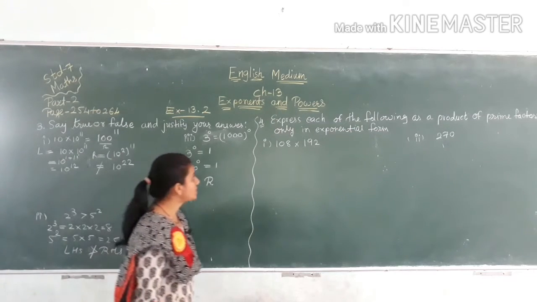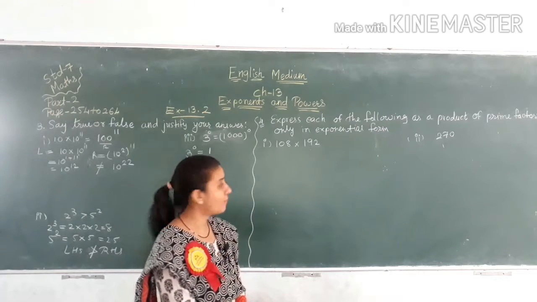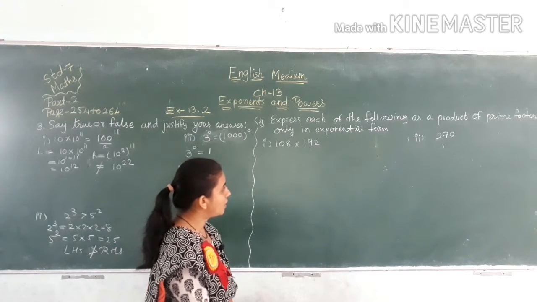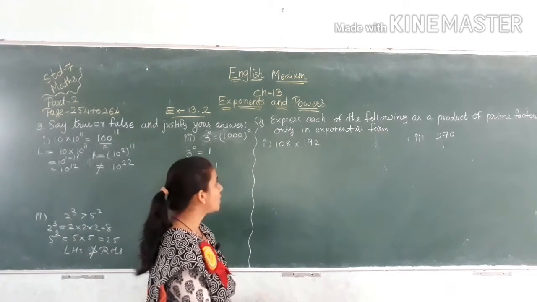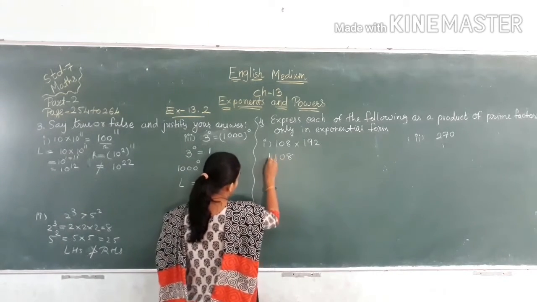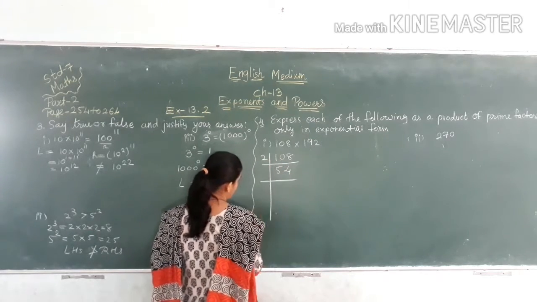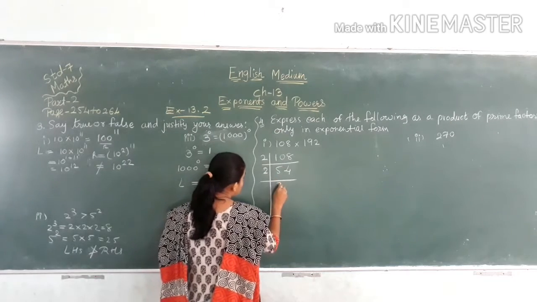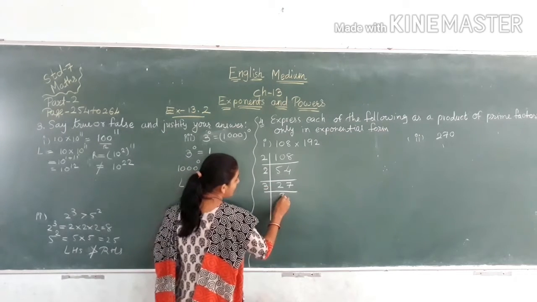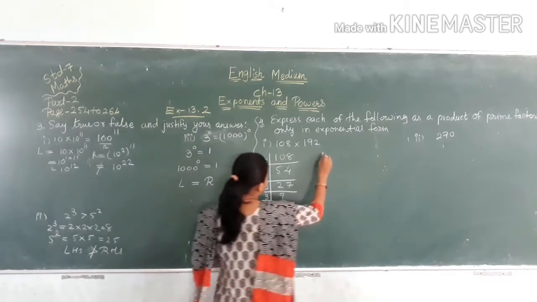Now next question: express each of the following as a product of prime factors only, in exponential form. Here 108, divide with 2: 2 5s are 10, 2 4s are 8, 2 2s are 4, 2 7s are 14. Then 3 9s are 27, 3 3s are 9, 3 1s are 3.